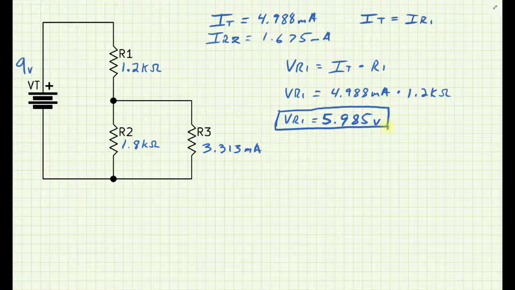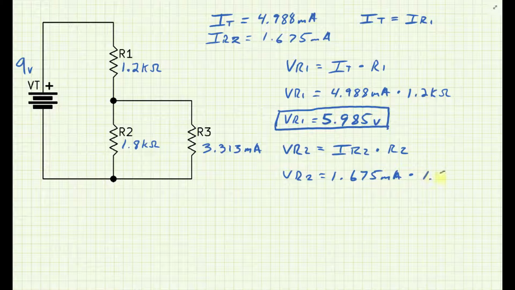Alright, so now I know IR2 and I know R2's resistance. Let's solve for the voltage of R2. VR2 equals IR2, which we found, times the known resistance of R2. VR2 equals 1.675 milliamps, found earlier, times 1.8k ohms, which is a given. So let's find that.